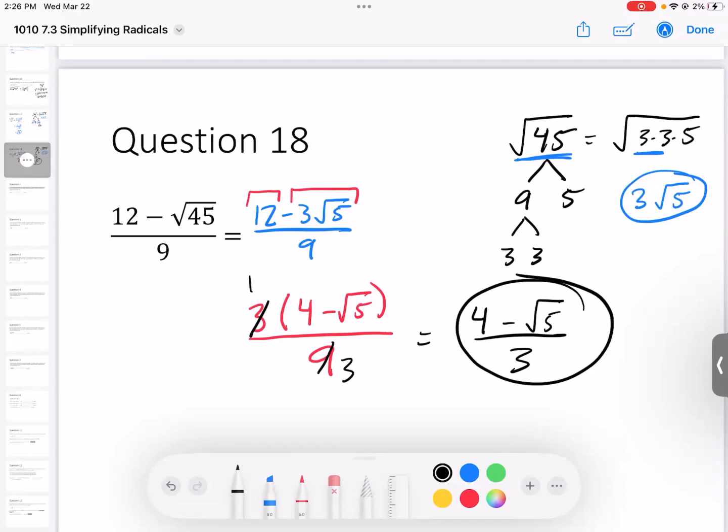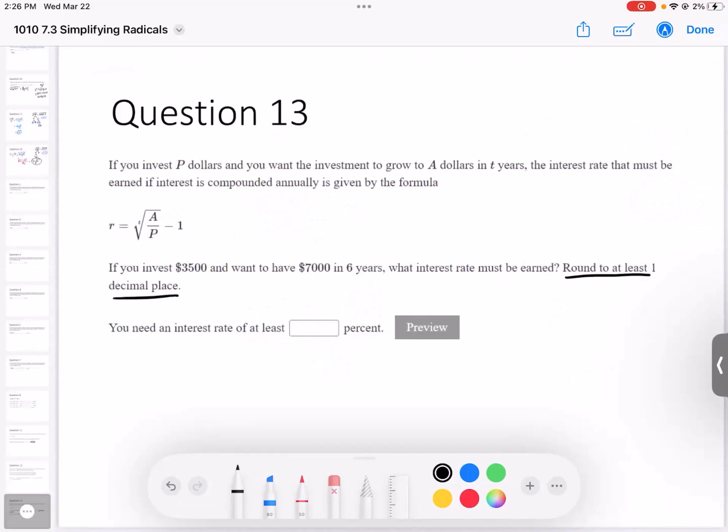But the thing on question 13 is that you're going to be taking a root depending on what your number is. So in this case, my t was 6. So I would be taking the 6th root of whatever my a was, which I think is 7,000 over my p, which would be 35,000, then minus 1. So ultimately what I want to do is figure out what that is, calculated in my calculator. But your calculator probably doesn't have a 6th root button.